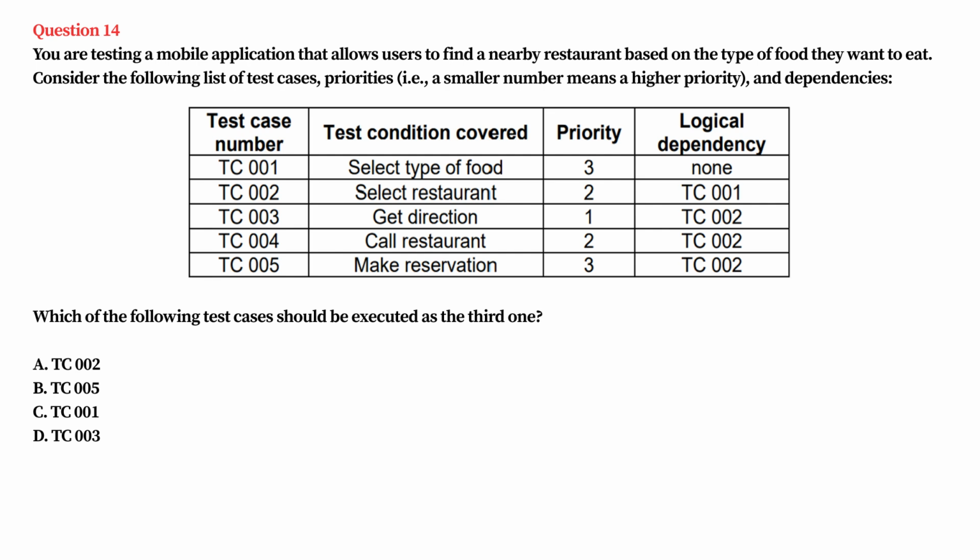Test TC1 must come first, followed by TC2, to satisfy dependencies. Afterwards, TC3 to satisfy priority, and then TC4, followed by TC5.